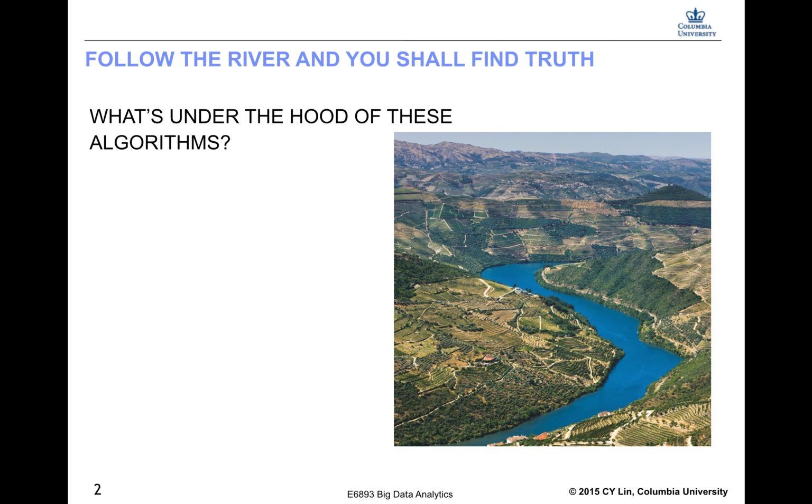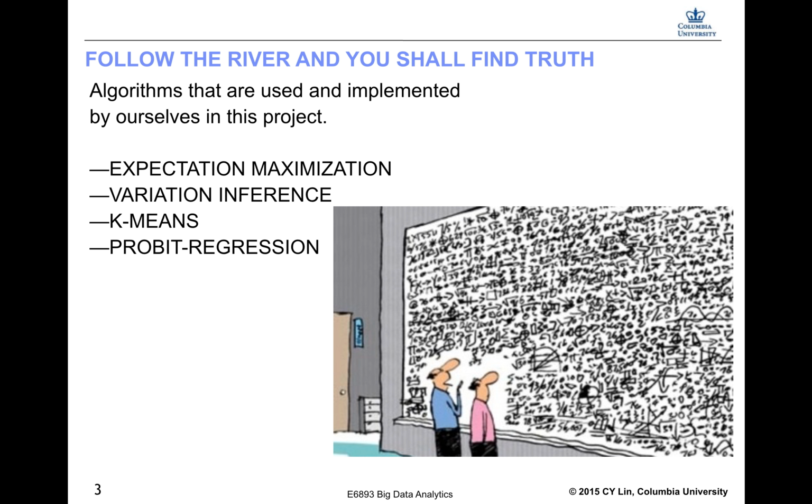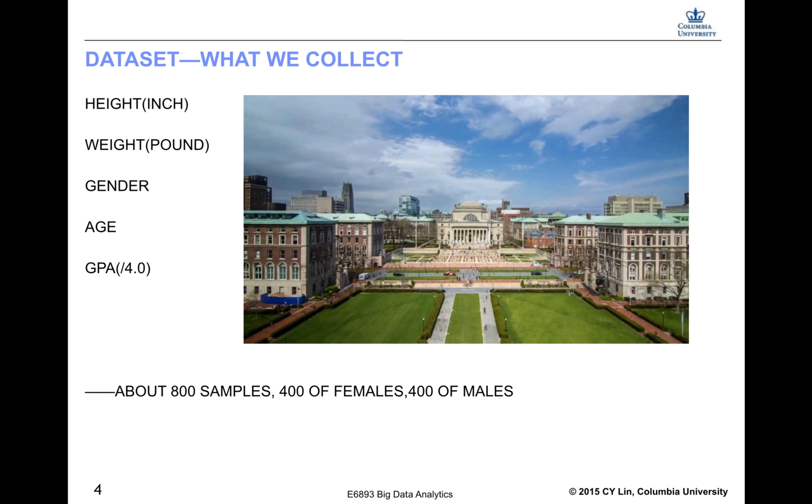After figuring out the algorithm mathematically, we need to implement it by code and run it in MATLAB. So the next important thing is to write the MATLAB code. To get a result, we also need a dataset to be the input of the algorithm. So the algorithms related to this project are expectation maximization, variational inference, k-means, probit regression. And of course, we need the dataset.